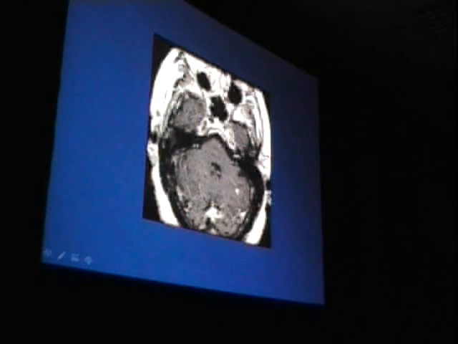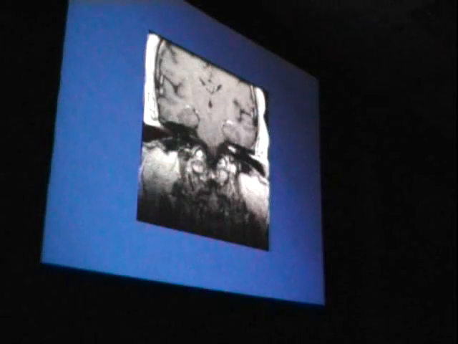In the left IAC, you can see an area of enhancement contained entirely within the internal auditory canal. So this patient probably presented with hearing loss. The coronal image just shows this to greater effect here, as you see it extending, approaching the cochlea.